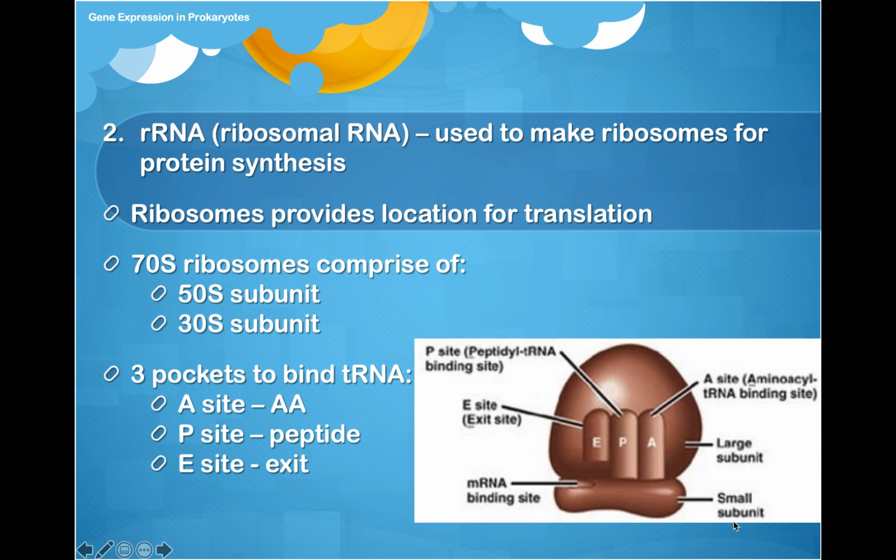It has 70S ribosomes, which comprise a 50S subunit and a 30S subunit. And don't ask me why it's not 80, why it's 70. That's what it's called. So this is the 50, and this is the 30. It has 3 pockets, as you can see over here. The A site is where the amino acid will be attached. The P is for the peptide, the growing one, and E is for exit, for the growing chain of peptide to be released.